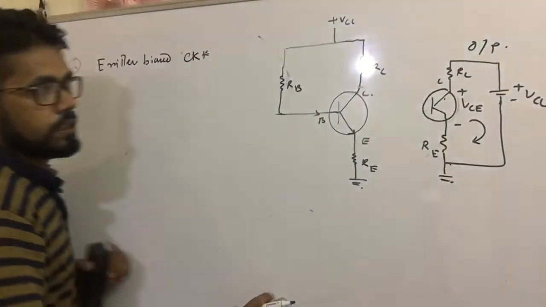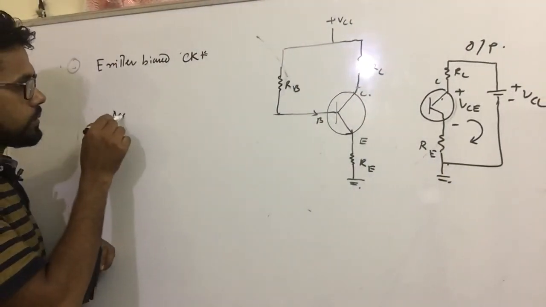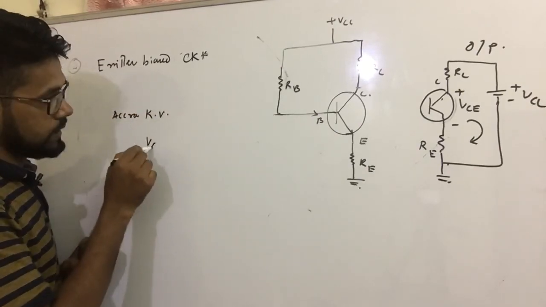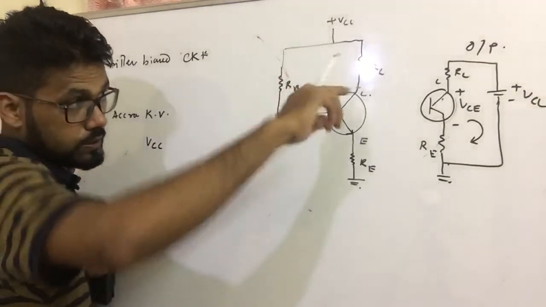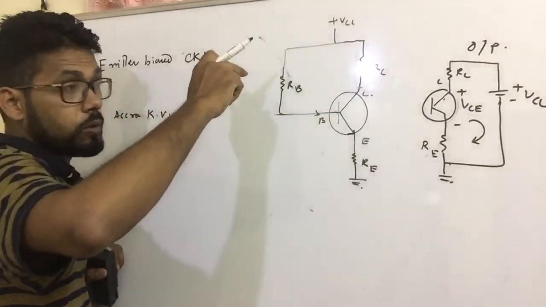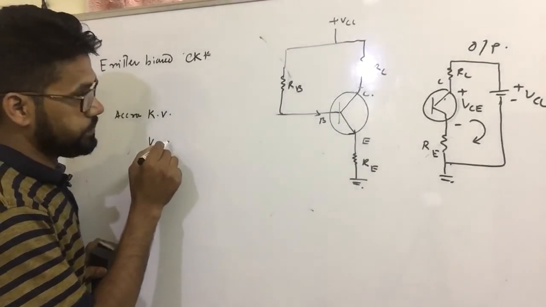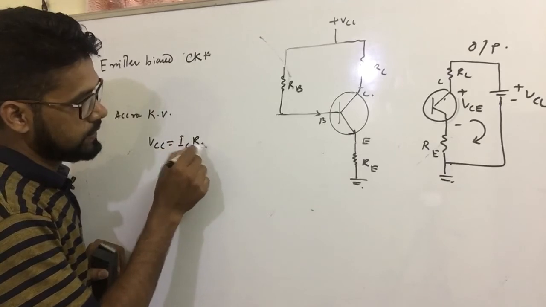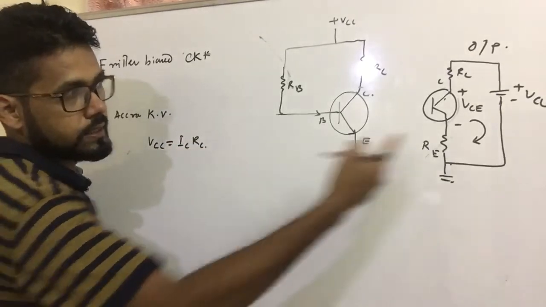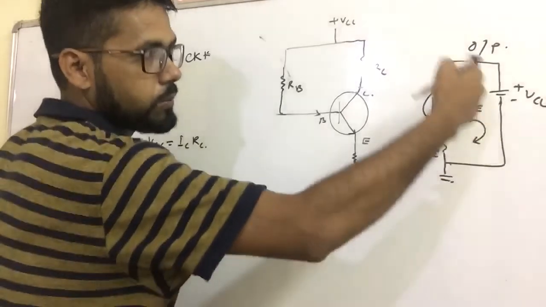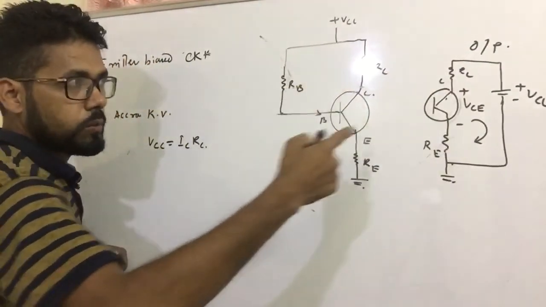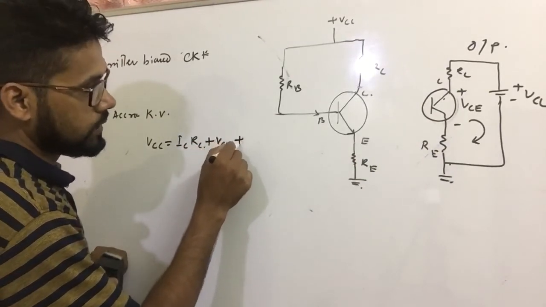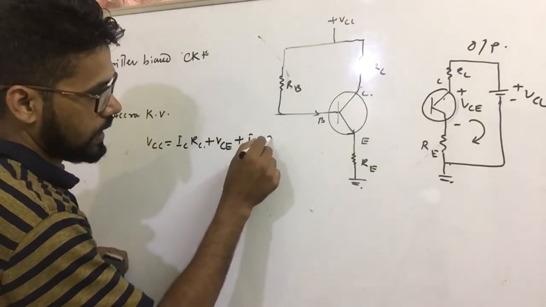Output side. So, according to Kirchhoff's voltage law, VCC, if we see this way, or you can move this way also, no problem. VCC equal to, what is the value? IC RC, right? Total input voltage, that is this voltage, equals the sum of the voltages across the circuit. So first one is IC RC, next one is VCE, next one is IE RE. Is it okay?